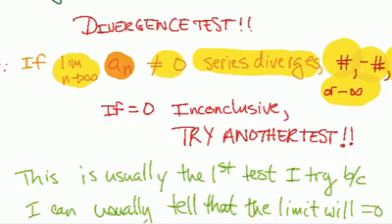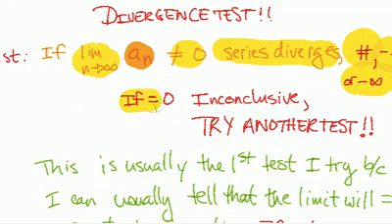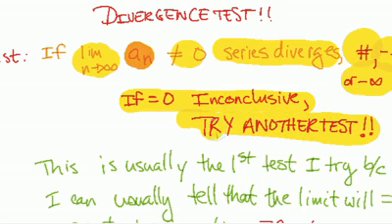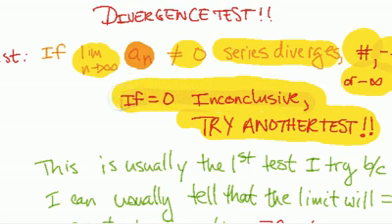But if it equals 0, it tells you nothing. It's inconclusive. So you have to try another test. Okay, I can't overemphasize that. I can't tell you how many people actually will get a limit of 0 and say, oh, it converges by nth term test. No, it does not. It cannot tell you convergence.